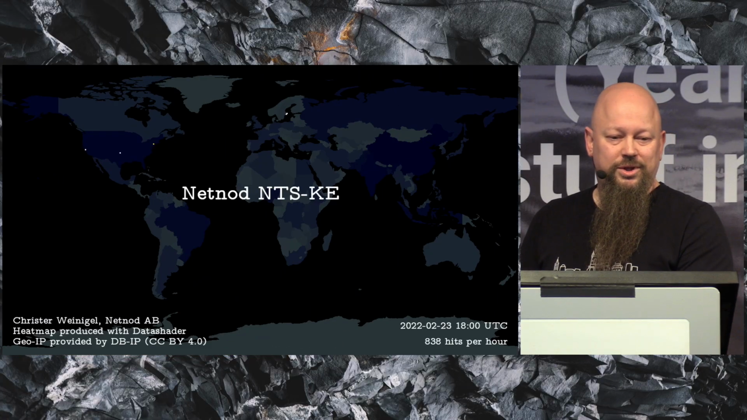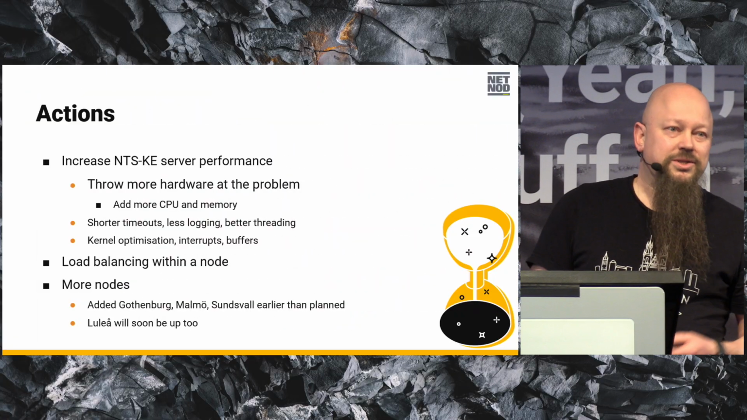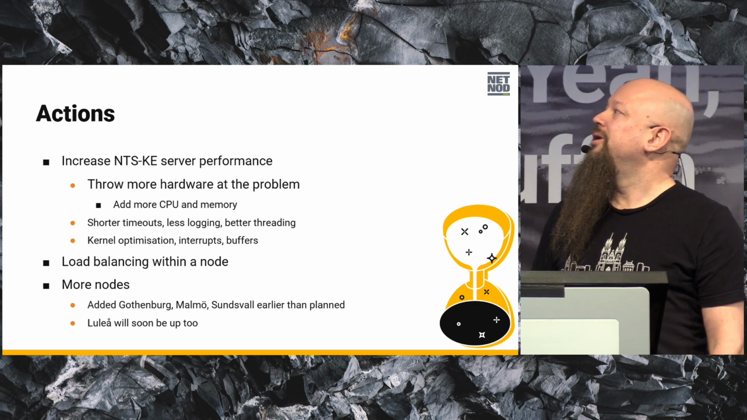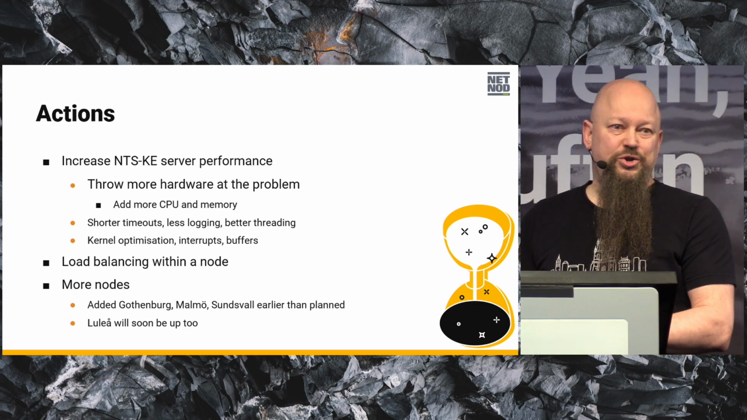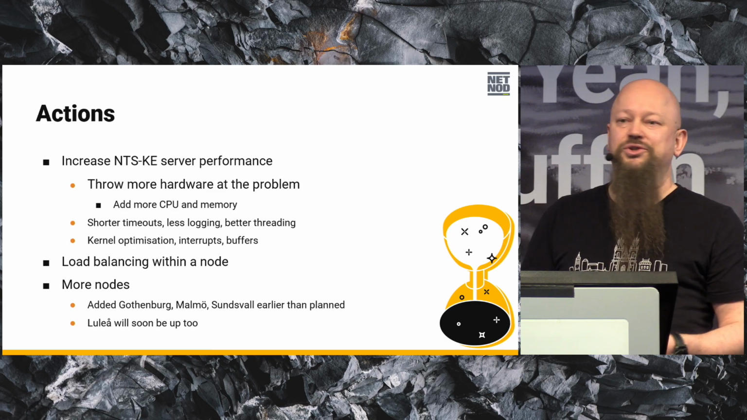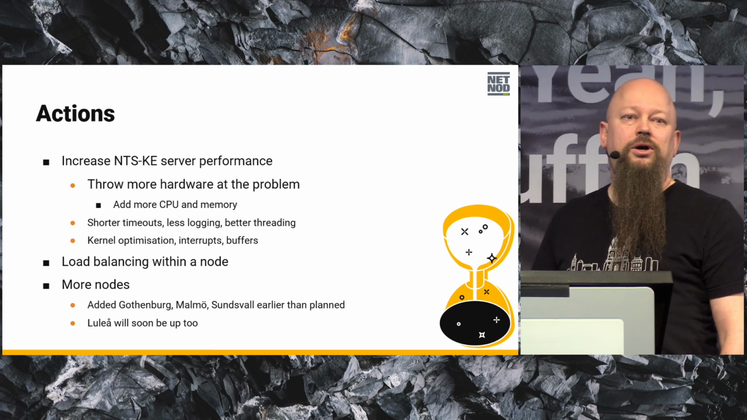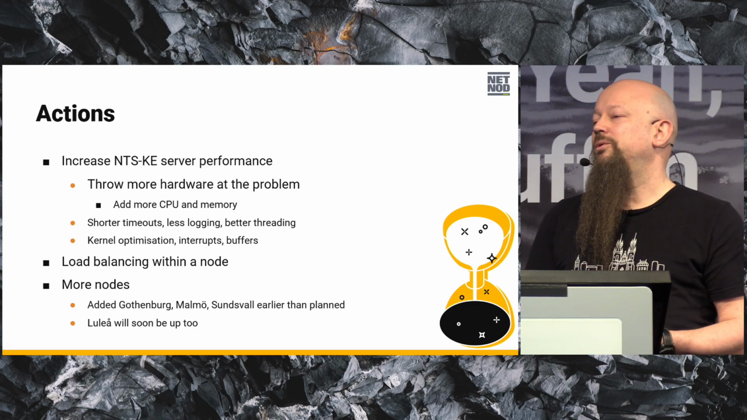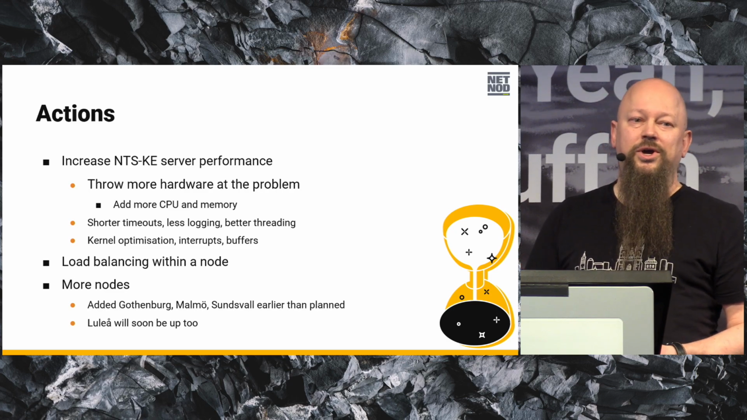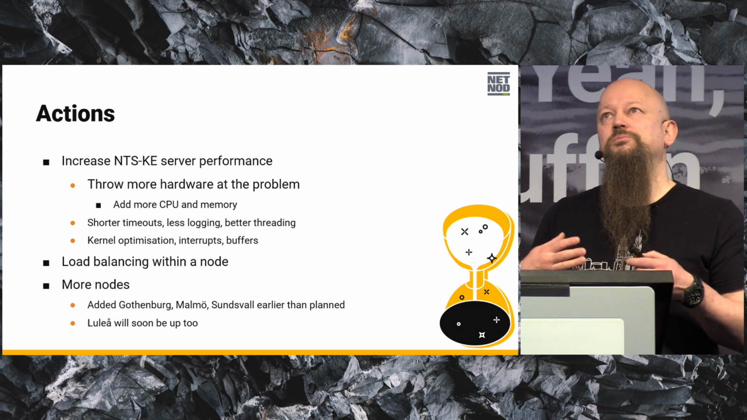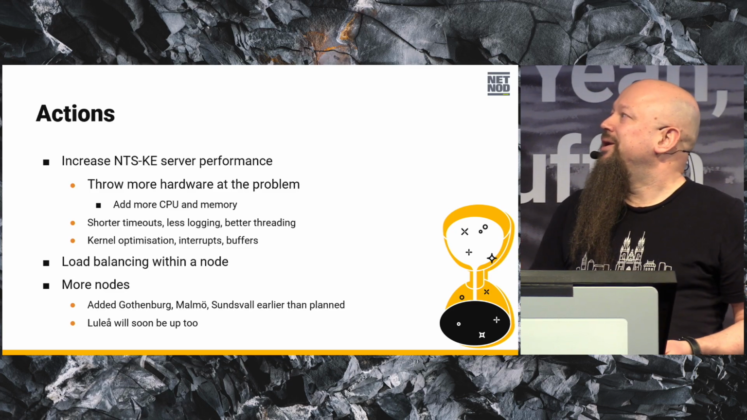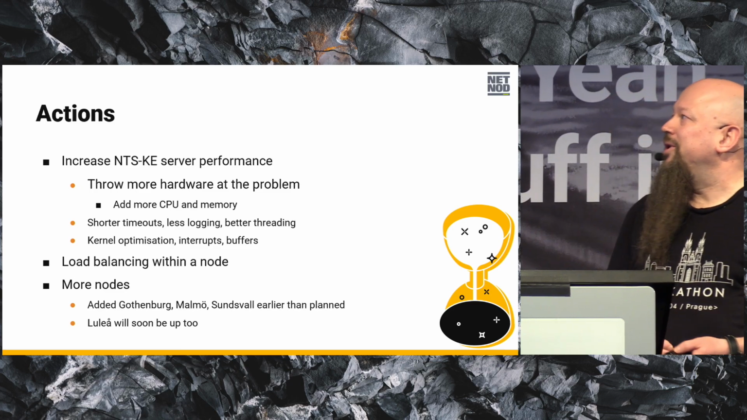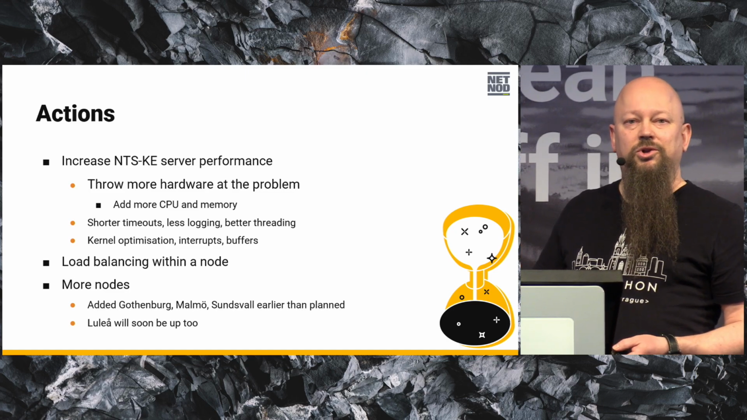So let's continue with this, not the movie. As I said, actions. What did we do? Well, we threw more hardware at the problem, more CPU, more memory. We made the timeouts shorter so that idle or dead connections don't use up memory, and reduced logging. I had to improve the threading in my code, and had to do some kernel optimization. For example, we didn't do interrupt affinity properly. We only used one CPU to handle interrupts, so we had to change the kernel settings to spread the interrupts. I mean, if you do a busy web server, it's the same kind of work. And the next step was to actually start to do load balancing with the node.